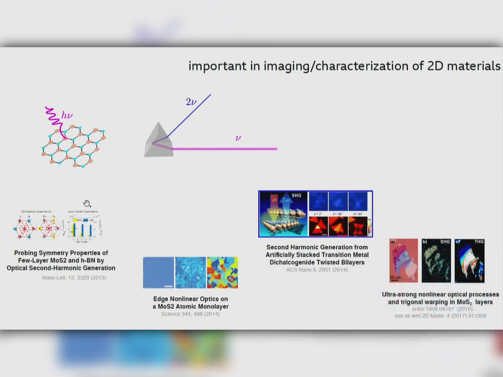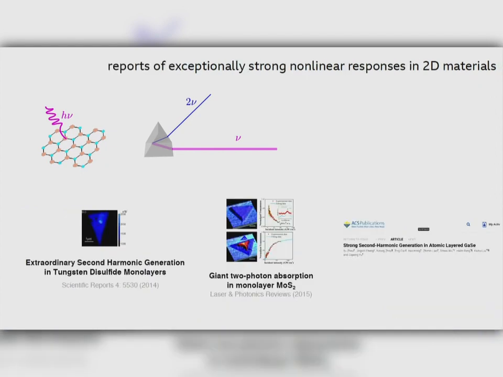First of all, there has been a revamp of nonlinear optics with research in 2D materials, since with, for example, second harmonic and third harmonic generation, one is able to just probe the symmetry, and so the number of layers, the edges, the orientation of the layers, and so to characterize and image these materials. And also, I was very interested in reports of exceptionally strong nonlinear optical properties in some of those 2D materials.